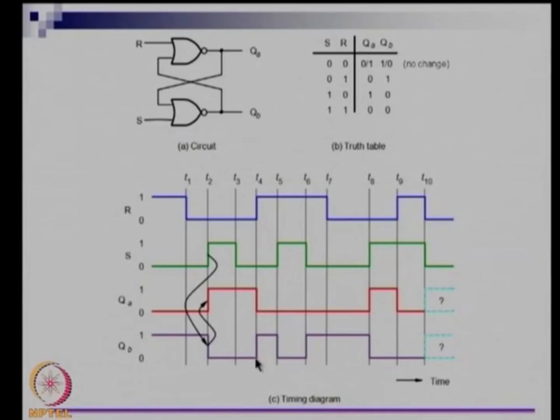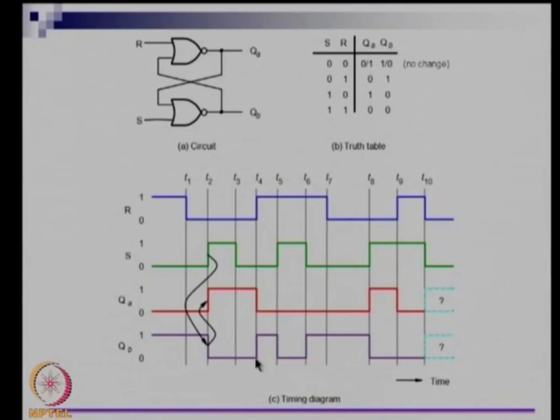Timing diagram explanation when S equals 1. Imagine signals drawn using color ideas as shown: S signal green, R signal blue, output QA red, output Q0 purple. The same circuit is given above. So, subfigure A is the actual circuit, and the way it behaves is shown in the table here.